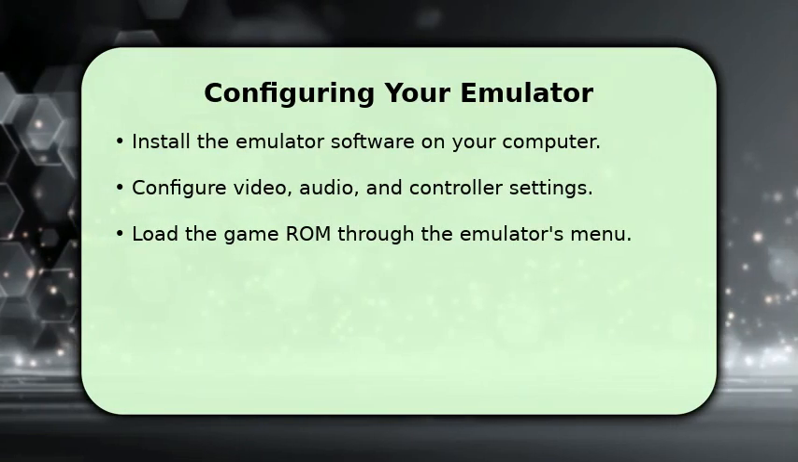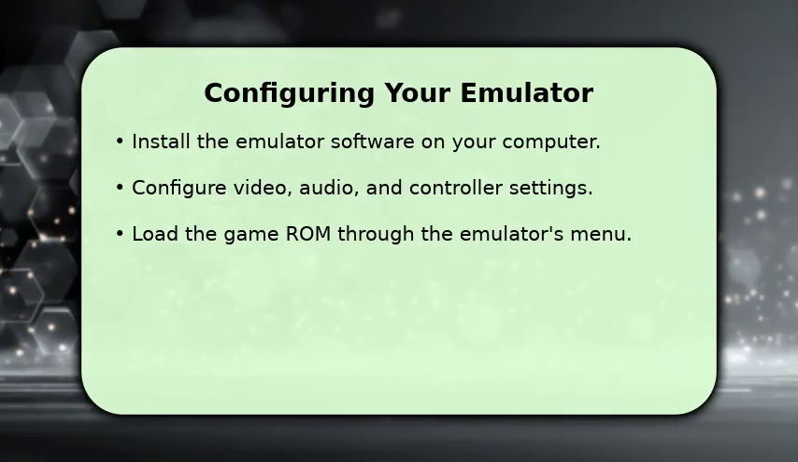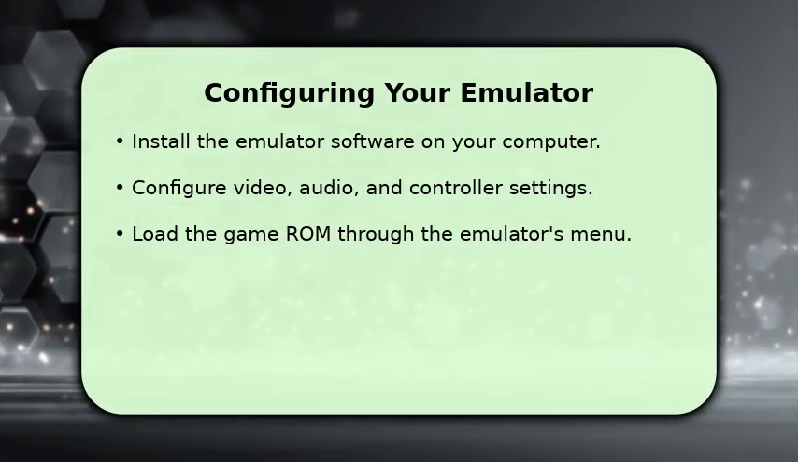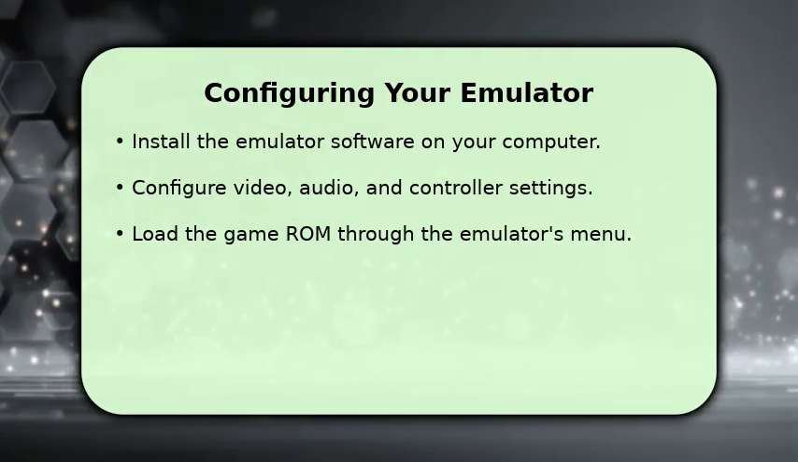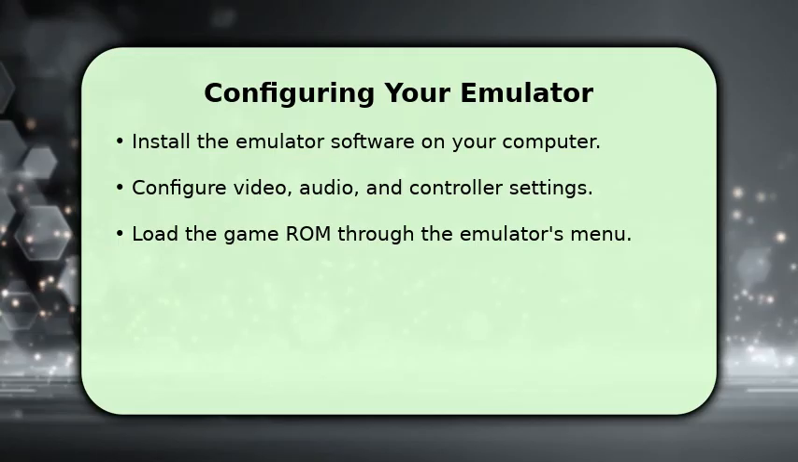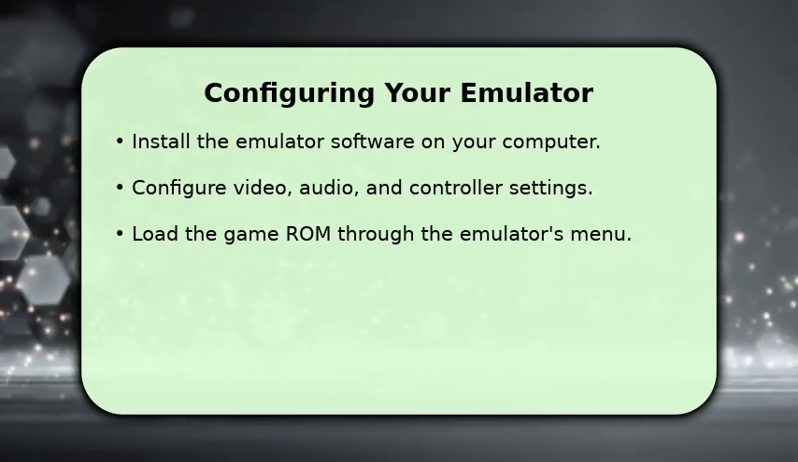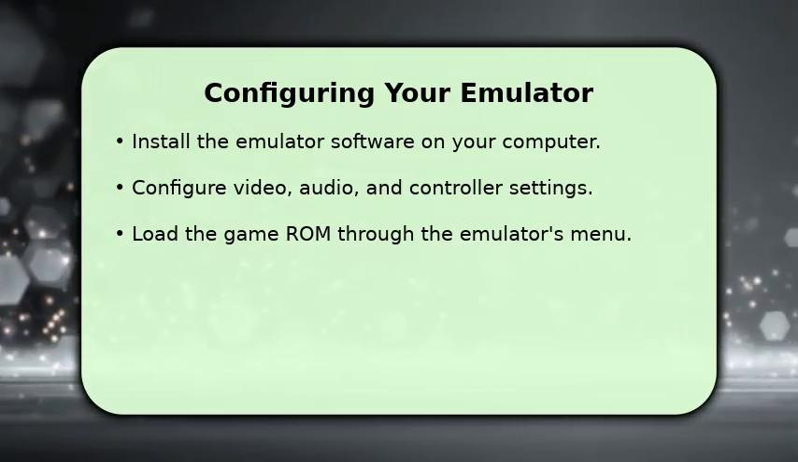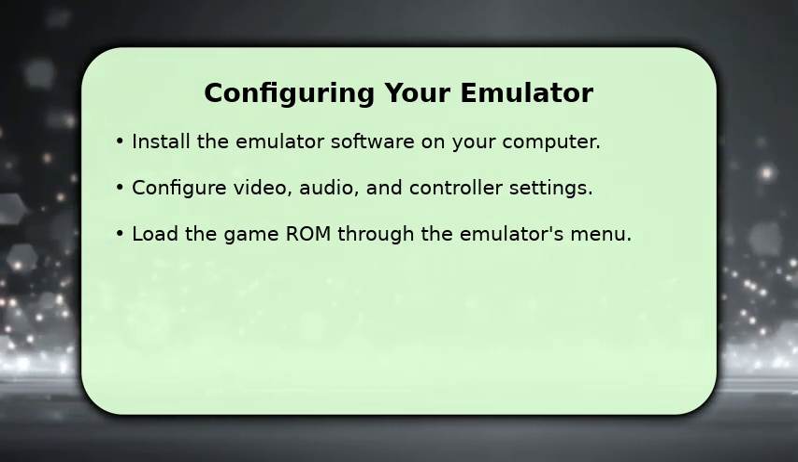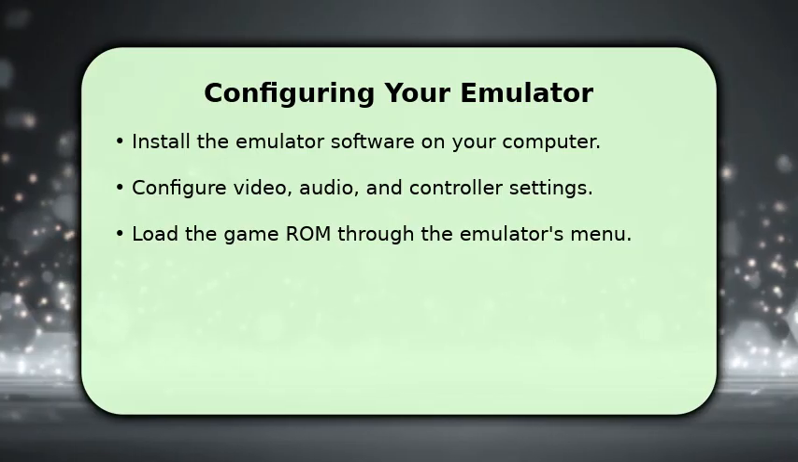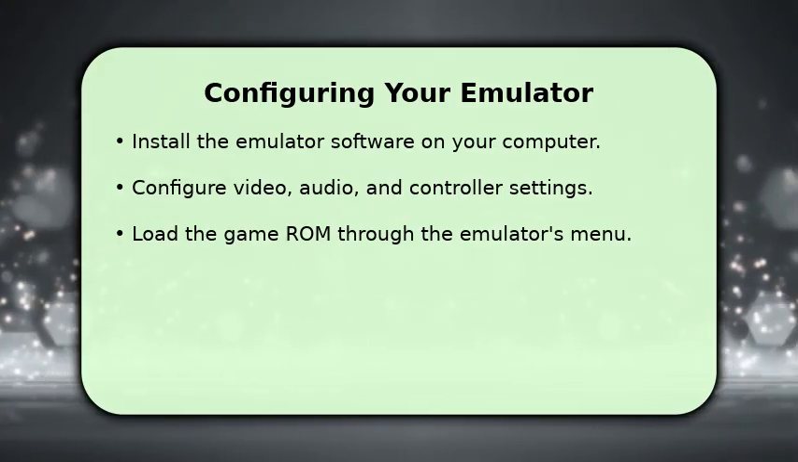Once you have both the emulator and the game file, it's time to set things up. Install the emulator software, then open it to adjust settings. You'll want to configure your video and audio preferences and definitely set up your controller. Most emulators support standard PC gamepads. Finally, load your Castlevania Symphony of the Night ROM through the emulator's File or Open menu.